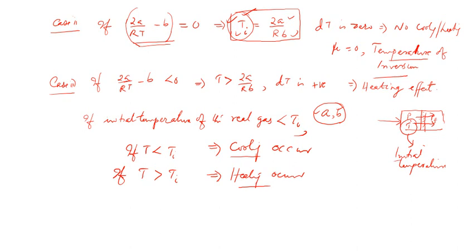So we conclude the session by recalling that ideal gases do not show the Joule Thomson effect because their Joule Thomson coefficient is always equal to 0. But real gases, otherwise known as van der Waals gases, can show the Joule Thomson effect depending on their initial temperature.